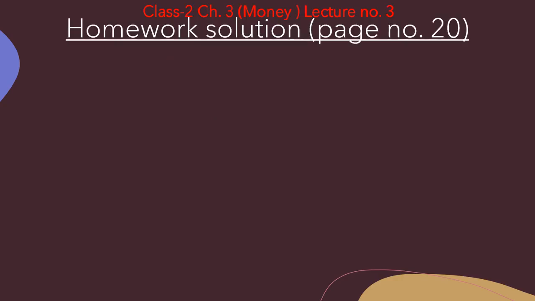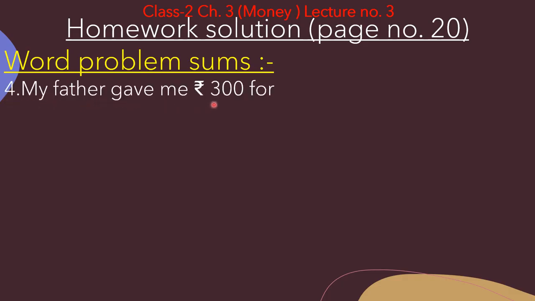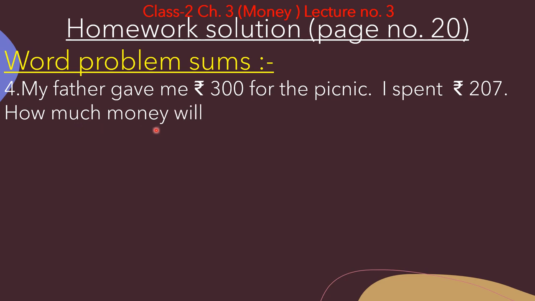Now beta, the homework solution of lecture number 3, which is given on page number 20, word problem sums. So question number 4, I had given you: my father gave me rupees 300 for the picnic. I spent rupees 207. How much money will I return to my father?